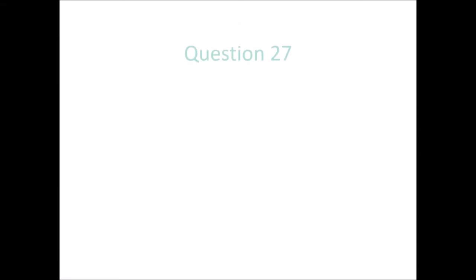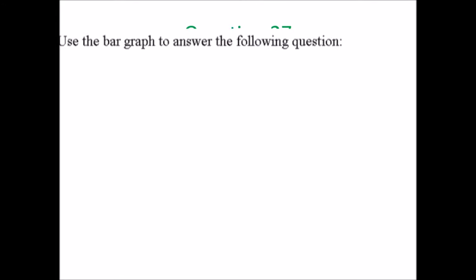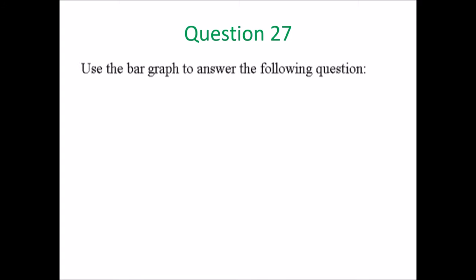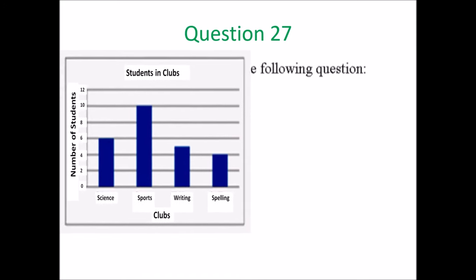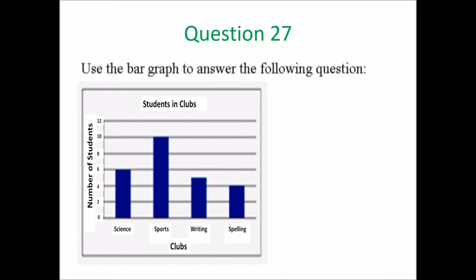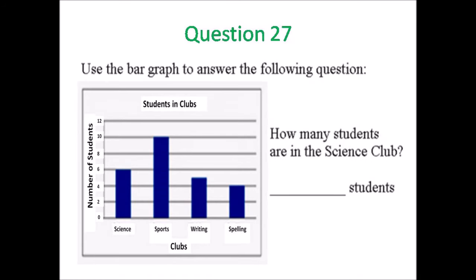And we move right along to question 27. Let's go grade two. Use the bar graph to answer the following question. And there is the bar graph, students and clubs, number of students and the clubs, science, sports, writing, spelling. How many students are in the science club?